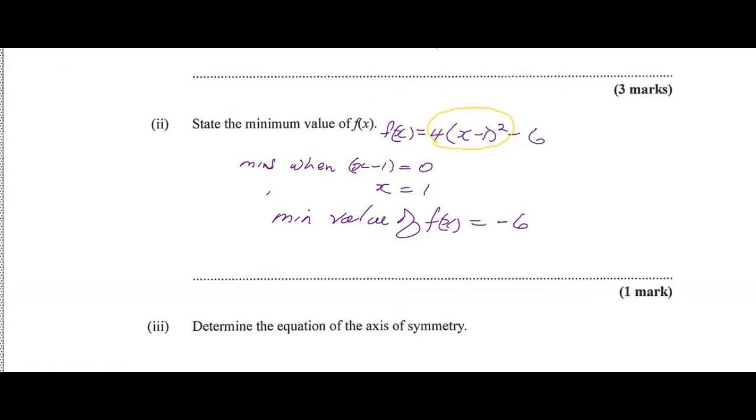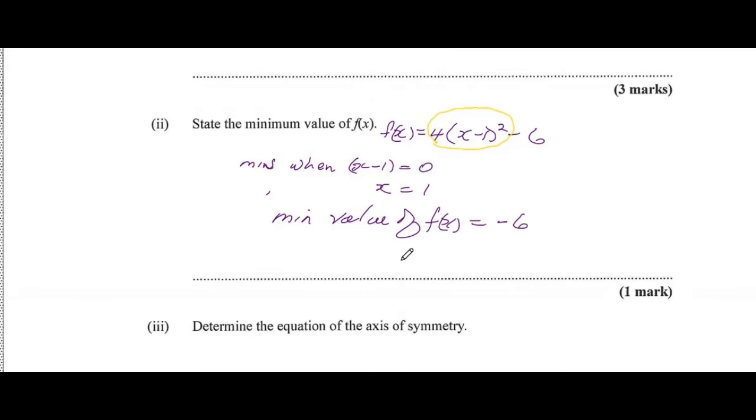Since this is always positive, if it is bigger than 0, the value of the function will be less, because you're always taking away 6. So for this to be at its lowest value, this must be 0, because it cannot be less than 0. This must be positive. So the lowest value it can have is when this part of the expression is 0. That's why the minimum value is when f of x is equal to negative 6.